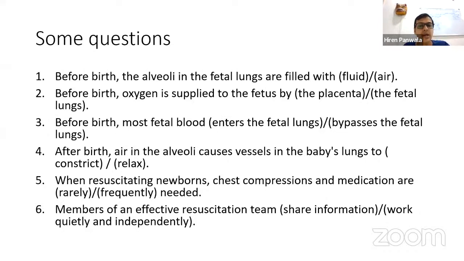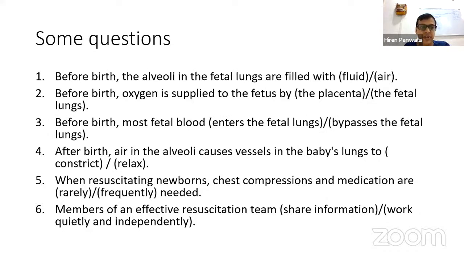Before birth, most of the fetal blood bypasses the fetal lungs. And how does it do that? With the ductus arteriosus, the PDA, which helps it bypass the fetal lungs because of the high pressures, as they are filled with fluid. After birth, air in the alveoli causes vessels in the baby's lungs to relax and dilate, thus helping with gas exchange. When resuscitating newborns, chest compressions and medications are rarely needed.